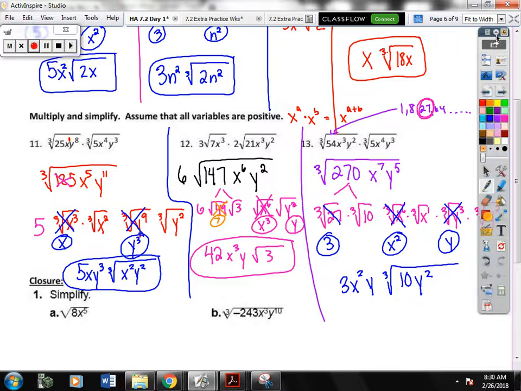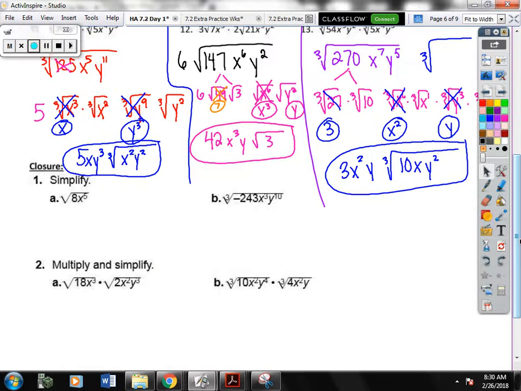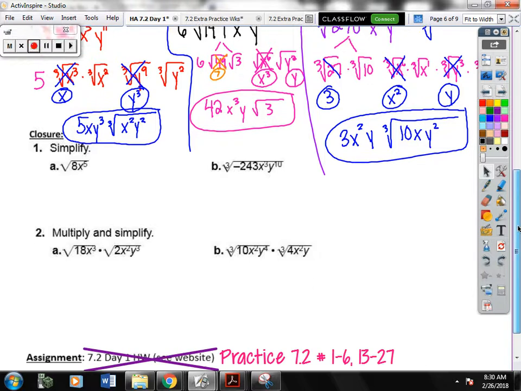Oops, I lost my x. Now, some students don't like having to write out all these roots separately, so if you want, you can just do this and write all of them under one. Just be careful that you do take out what's supposed to be on the outside and what's supposed to be left on the inside. So you guys can try the four closure problems.